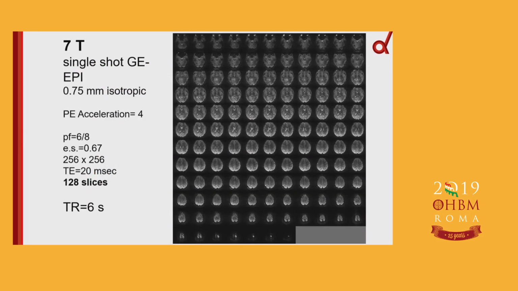And to conclude this session on the 2D, here's an example from Boston, which is 0.75 millimeter isotropic. I think actually this was 10 averages, 256 by 256. And you can see TR of 6 seconds here, right? So you are struggling a little bit to get your volume TR that you need.